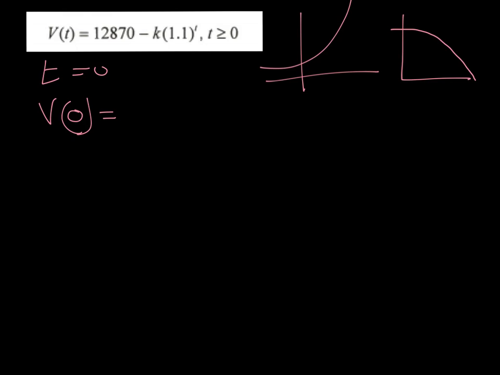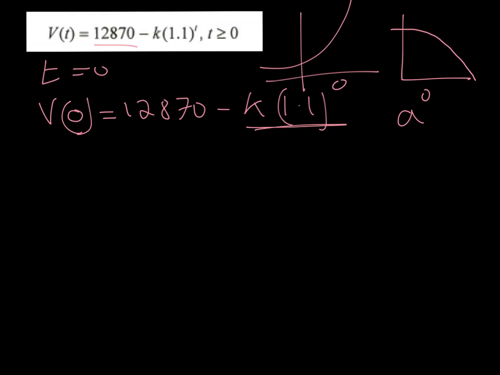If you need to, you can plug it into the formula, but you should be able to recognise what this is going to be. We've got a constant term, 12,870, and we're going to subtract k multiplied by 1.1 to the power 0. Anything to the power 0, as long as it's not actually 0, gives us 1. So this whole thing becomes 1, and we've got k times 1, which is just k.